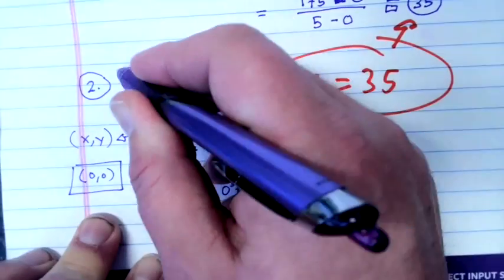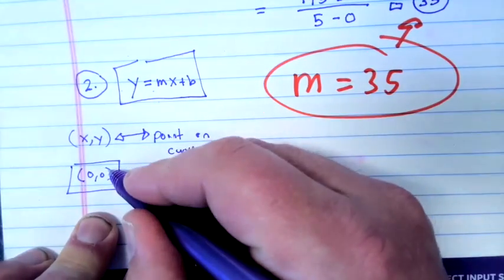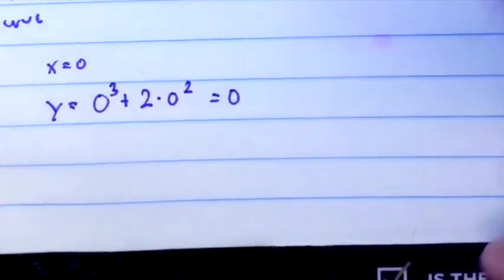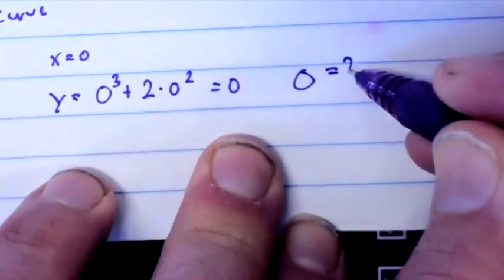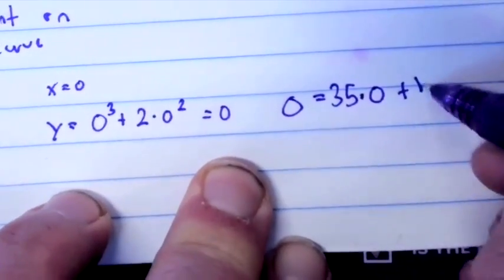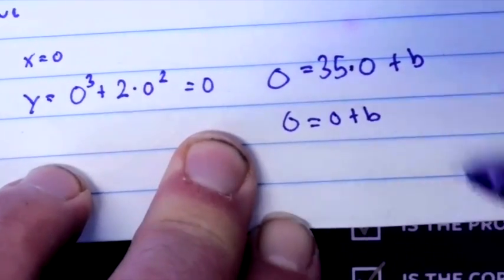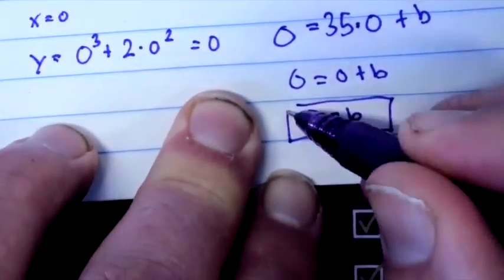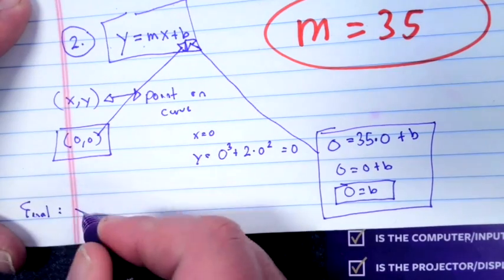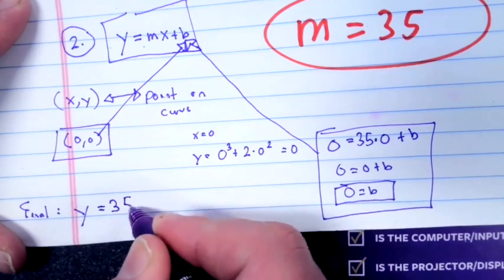And so I look here and I say, well, wait a minute, that's already the y-intercept. But if I didn't see that, I could say, well, 0 equals 35 times 0 plus b. 0 equals 0 plus b. So 0 is equal to b. And if I take this calculation and plug it back in for b, I get the final answer, which will be y is equal to 35x.